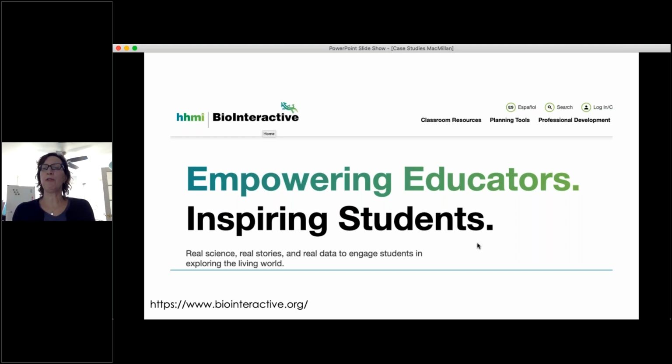Some of them are just like a single figure, like a map with data, and you can turn just that single map into an entire case study. What is this showing? What do you predict? What would happen if? So you can use that map as your hook, and then the story of whatever data is being shown in that graphical representation. So lots and lots of resources at HHMI BioInteractive.